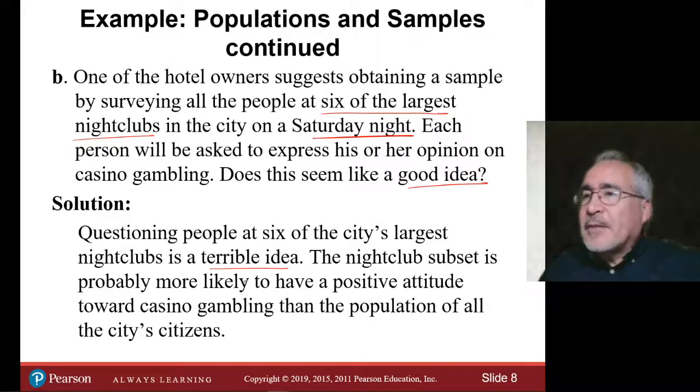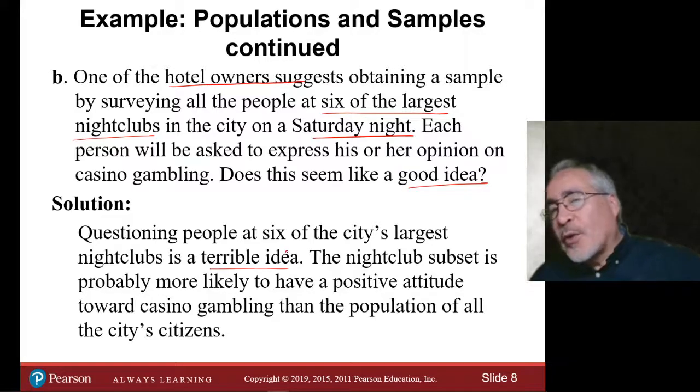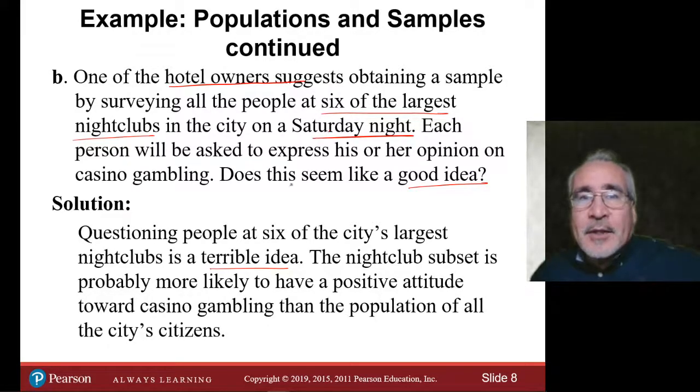The nightclub subset is probably more likely to have a positive attitude toward casino gambling than the population of all the city's citizens. And notice who suggested it? The hotel owners. Hotel owners probably want that casino because it's going to bring more tourism, fill their rooms. So they're kind of wanting to have the data skew, we'll learn about that later, have it skewed towards the casino gambler favorable idea people, whatever that means. Okay.